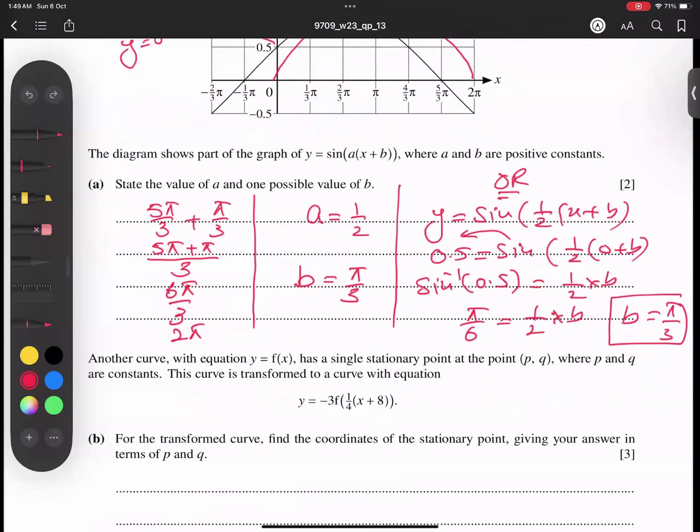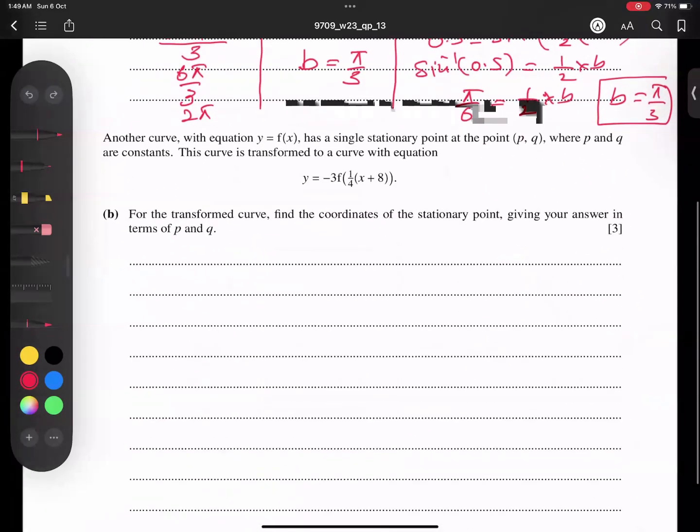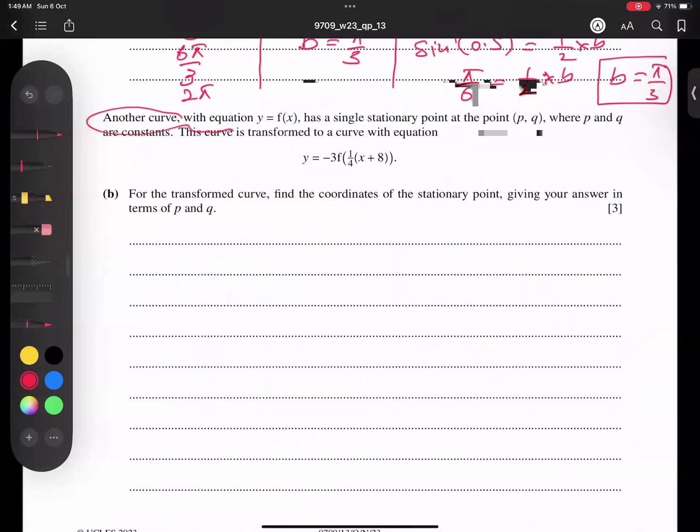So below we have another part. He's saying there's another curve, and the equation of the curve has a single stationary point P, Q. All right. And he says very simple, P and Q are the coordinates of that point. The curve is transformed and given this formula. So for the transformed curve, find the coordinates of the stationary point, giving the answer in P and Q terms.